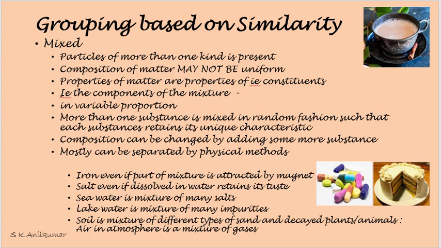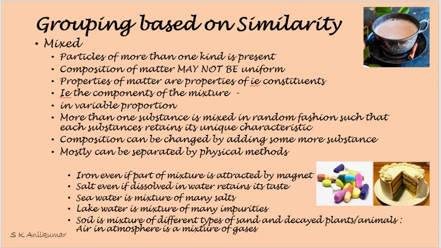Regarding mixed substances, particles of more than one kind are present. The composition of the matter may not be uniform. Properties are the properties of the constituents, not a unique property. That is, different components have different properties. The components are in variable proportion, more than one substance mixed in a random fashion, such that each substance retains its unique characteristic. It is called a mixed substance. The composition can be changed by adding one or more substances. Mostly they can be separated by physical methods.